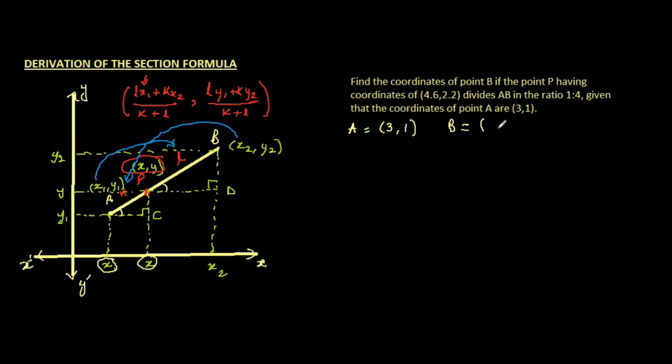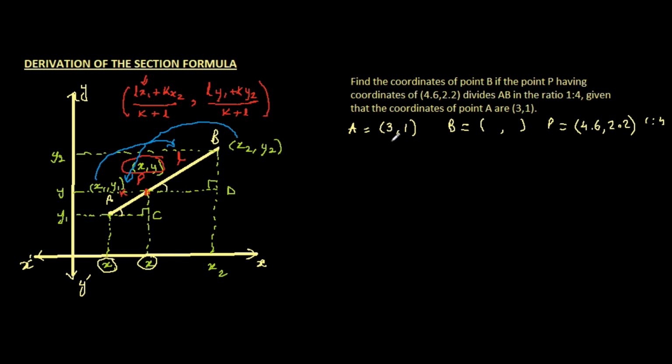Point B, we don't know what the coordinates are, so we'll just leave it as blank, blank. Then there's a point P which is dividing the line segment AB. The coordinates of that are 4.6, 2.2, and the ratio is 1 is to 4. Now also let us write down what do we have here.